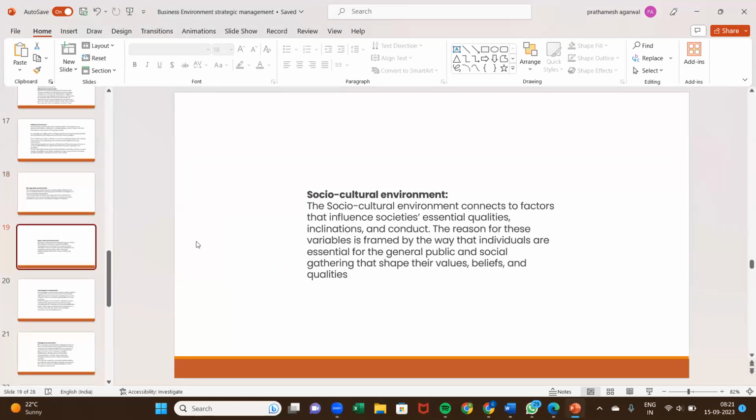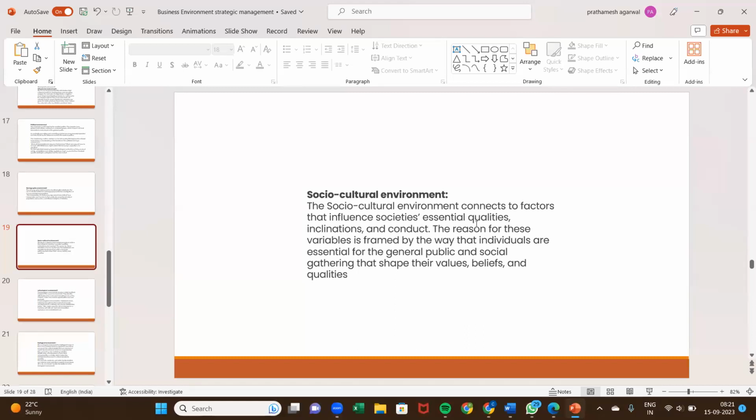So we saw the demographic environment. Now the socio-cultural environment. The socio-cultural environment will tell us about those factors which influence the societies, right? Influence the societies means what? A particular society will have an inclination. Inclination means a curl, right? They will go towards, say, shopping in Toshiba, right? One part of the society.